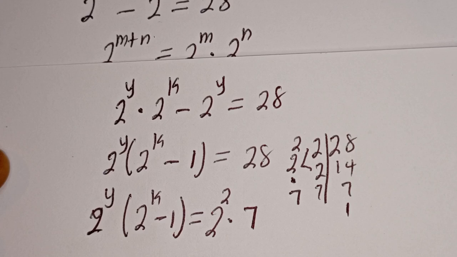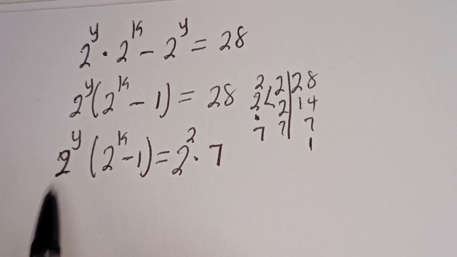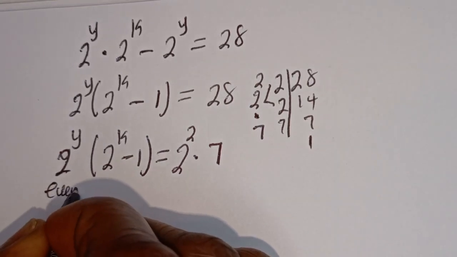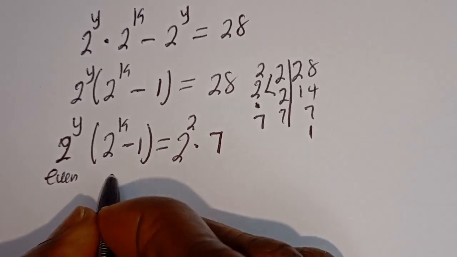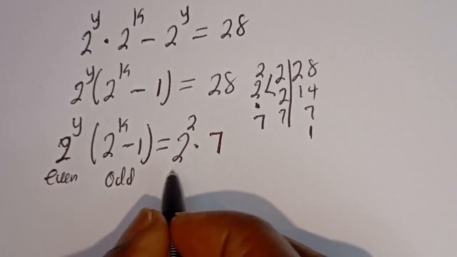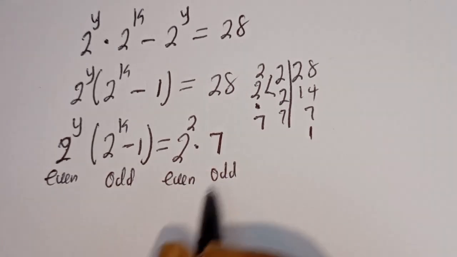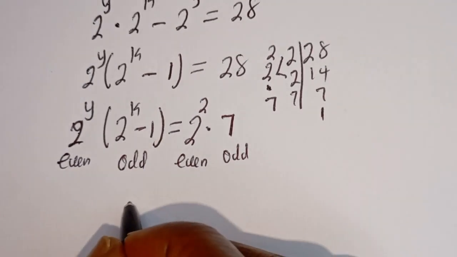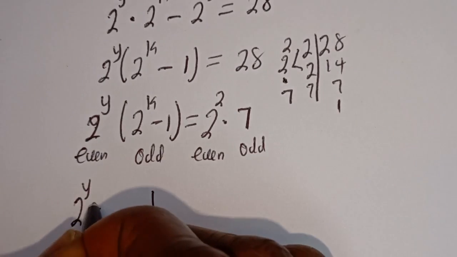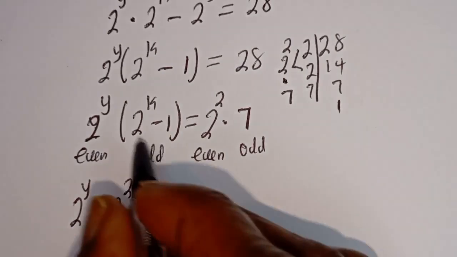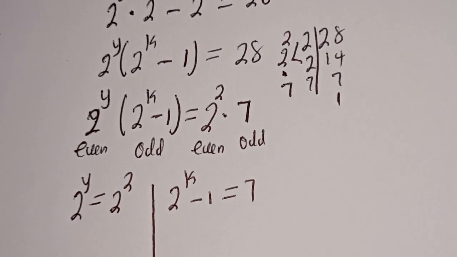Now let's see. If you look at this, 2 to the power of y is even. Then 2 to the power of k is even. If you subtract 1, it becomes odd. 2 to the power of 2 is even, and 7 is odd. So we have the first case is 2 to the power of y equal to 2 square, and the second case will be 2 to the power of k minus 1 equal to 7.